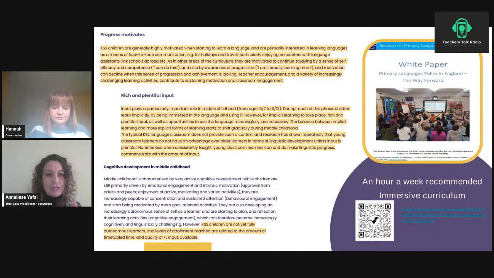If we look at the second paragraph, it talks about the input. It plays a particularly important role in the middle stages of childhood, so from ages 6 to 7 to 11 to 12. This is kind of the prime time for students to learn a language, and it's about making sure that we create that rich and plentiful input, and do not take away the playfulness, and maintain that in a primary setting.